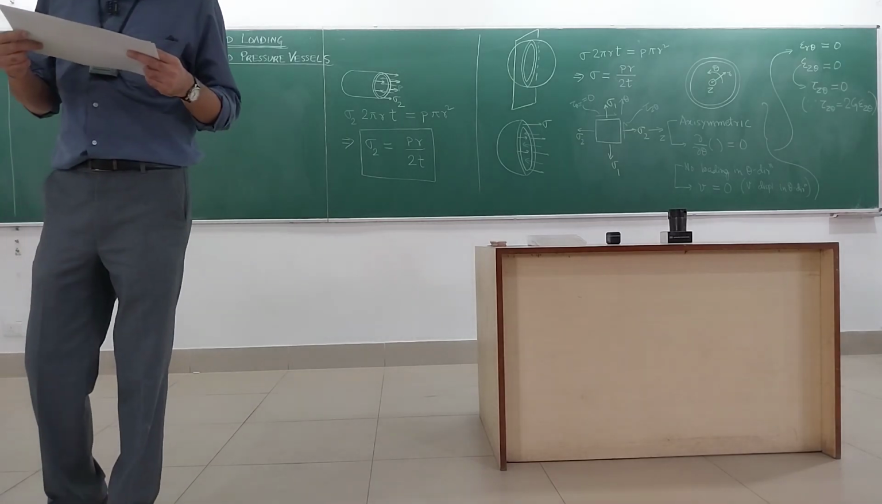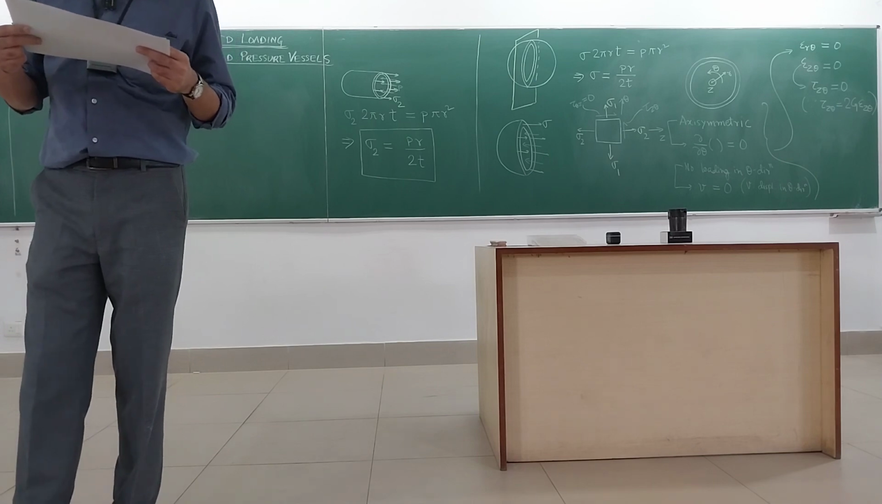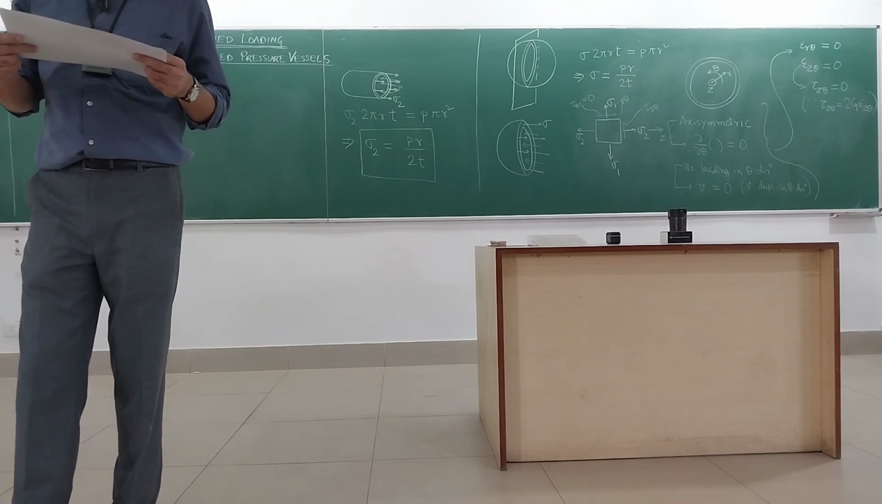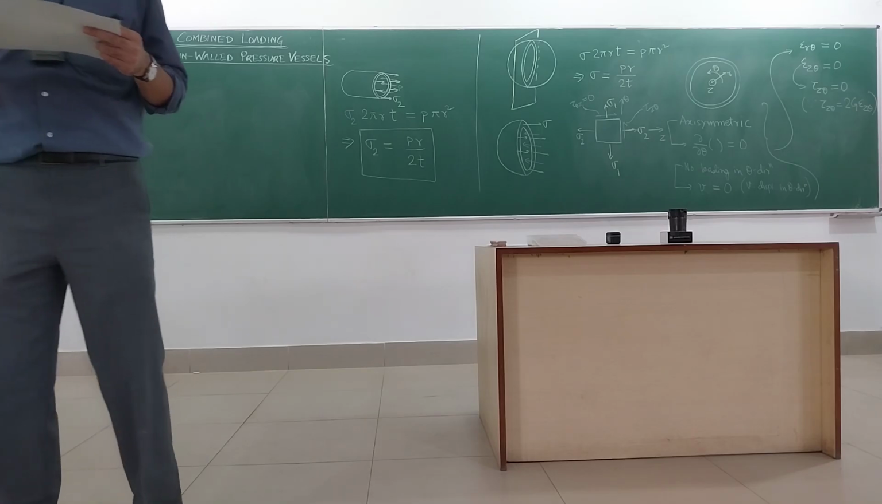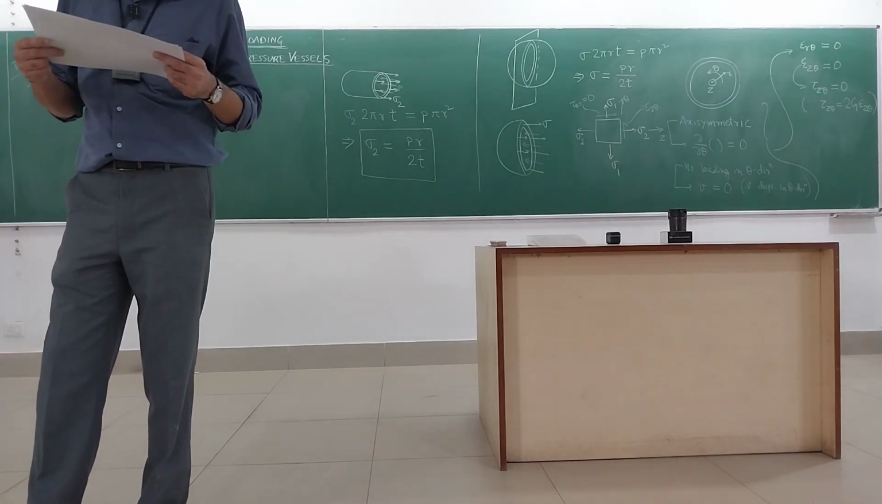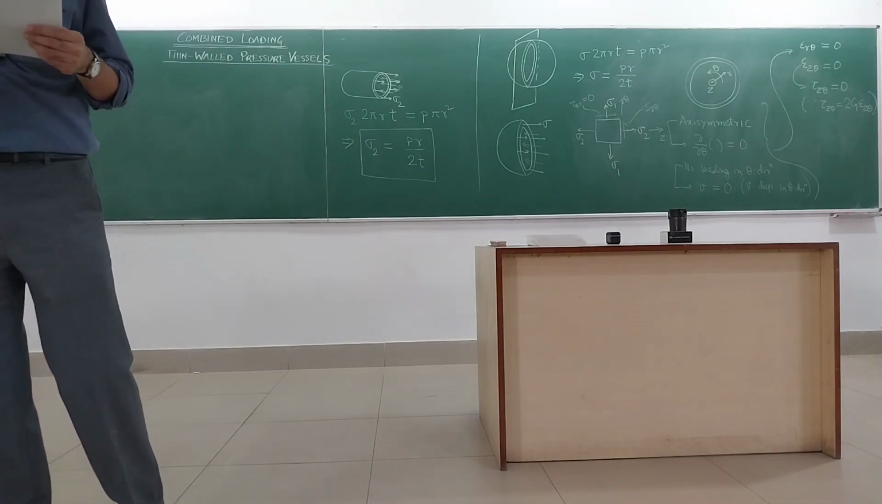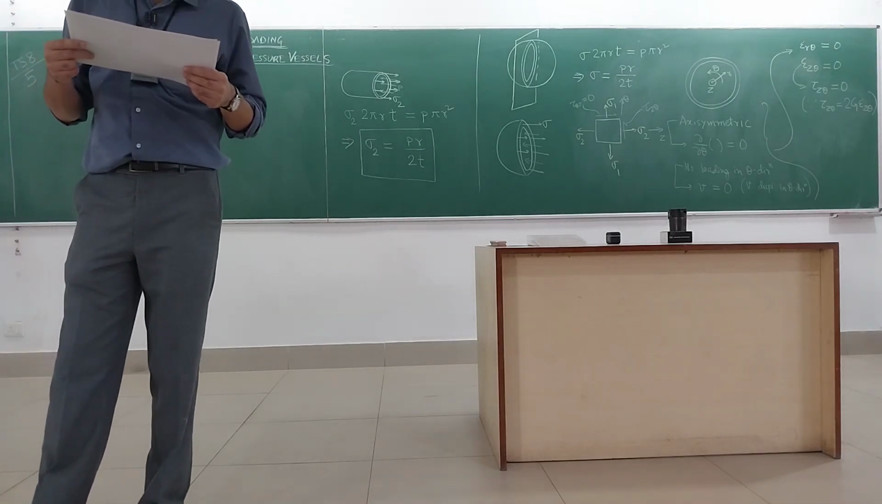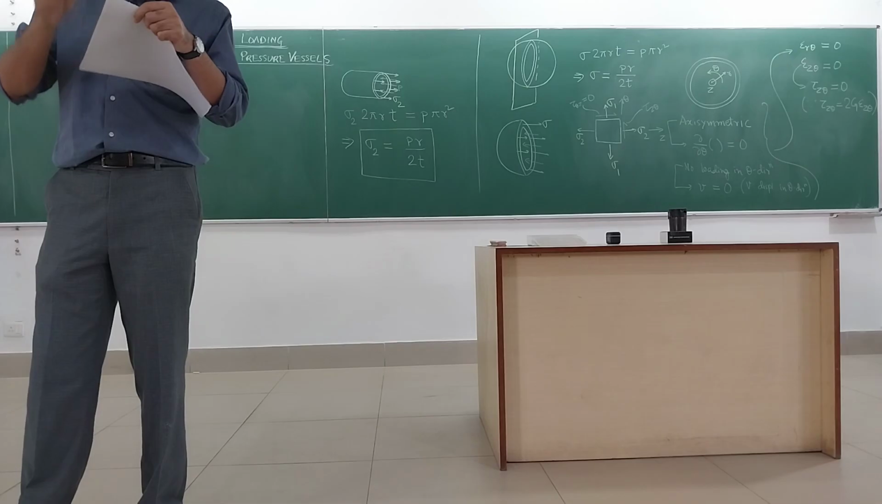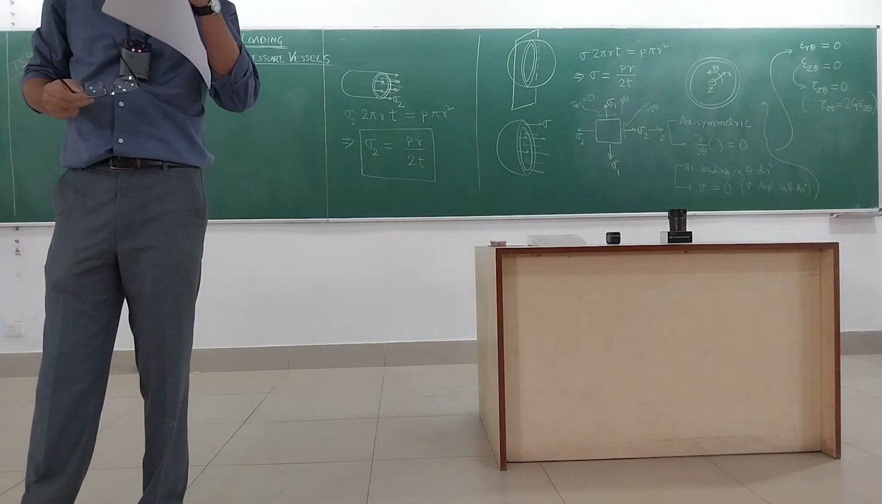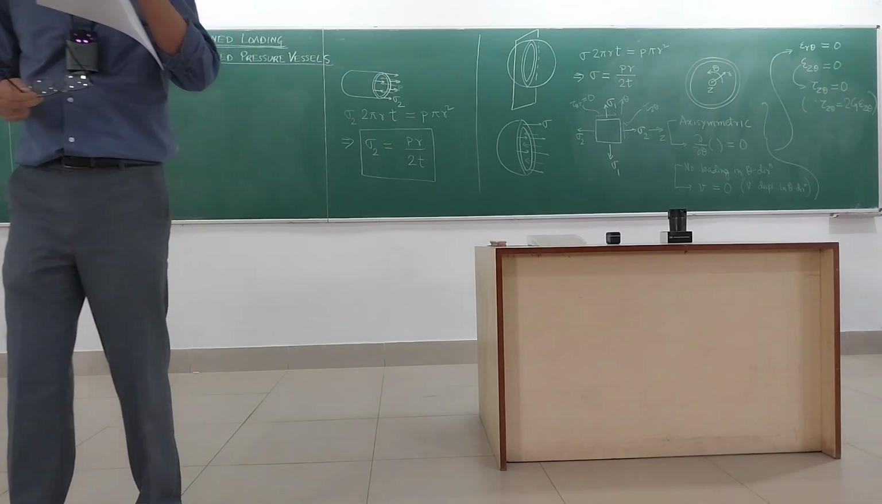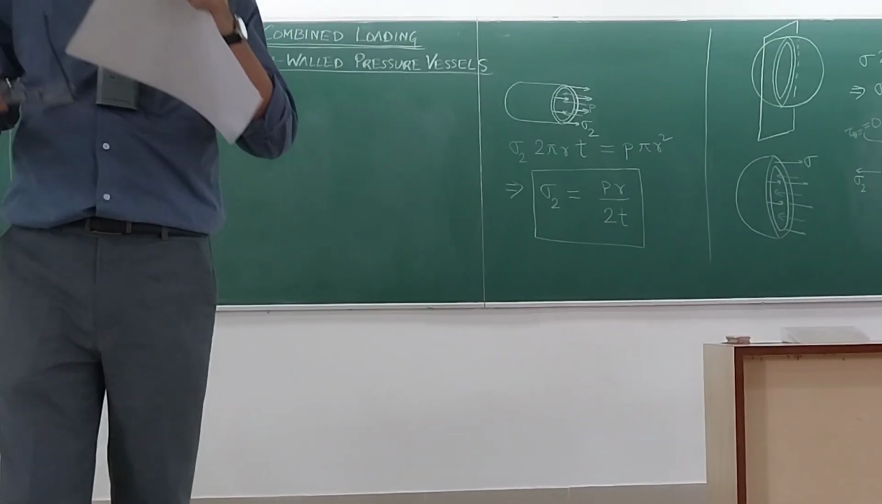If the thickness is 10 millimeters and the material constants are Young's modulus equal to 200 GPa and Poisson's ratio 0.3, determine the increase in both the diameter and the length of the pressure vessel. By the way, can somebody help me with what is the length here? 3 meters and radius is 0.5 meters.